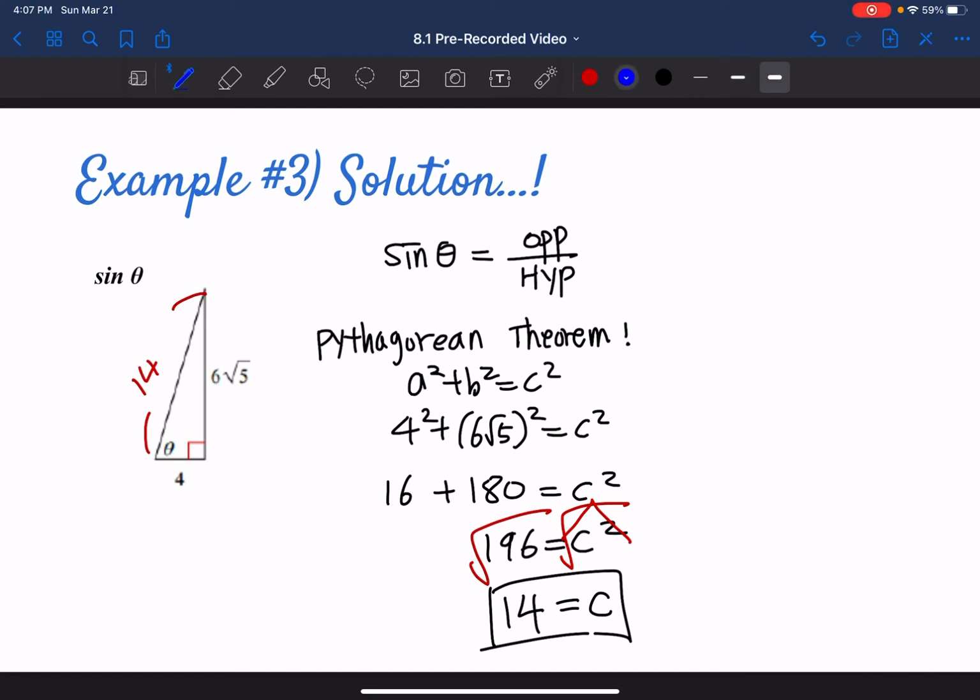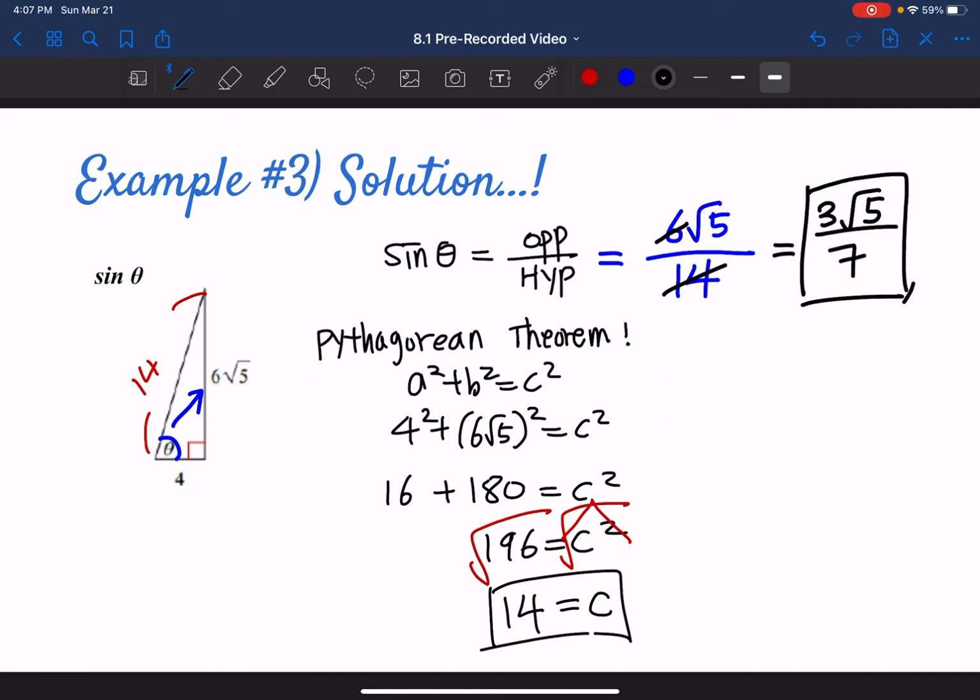Okay, sine is opposite over hypotenuse, right? So theta is right here. Your opposite side is 6 radical 5. What about hypotenuse? It's 14. That's it. You just have to simplify 6 and 14. 6 and 14, they are divisible by 2. So 6 divided by 2 is 3. And 14 divided by 2 is 7. Therefore, you have 3 rad 5 over 7. Or 3 square root of 5 over 7.